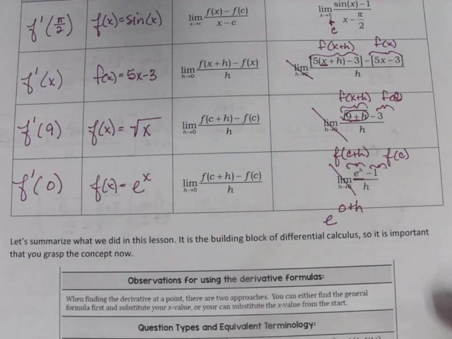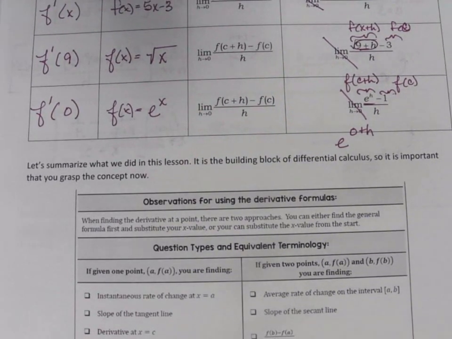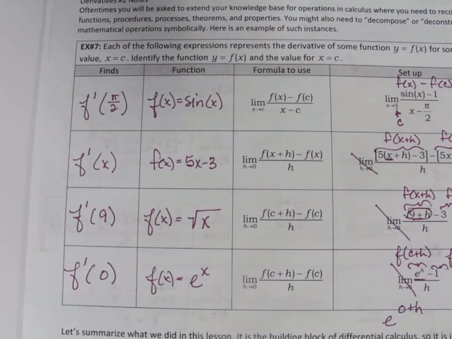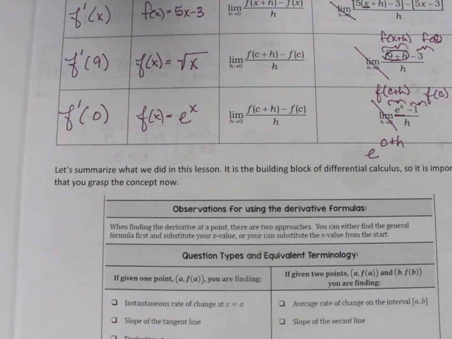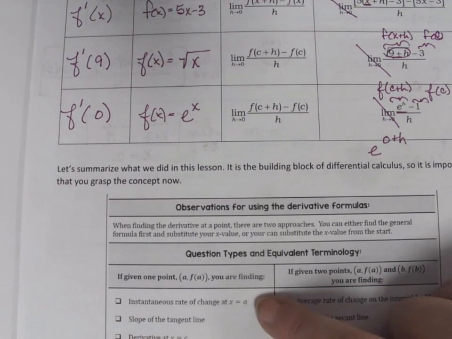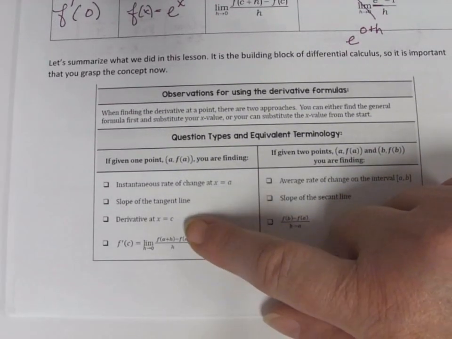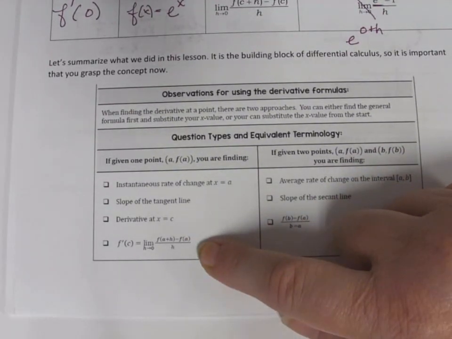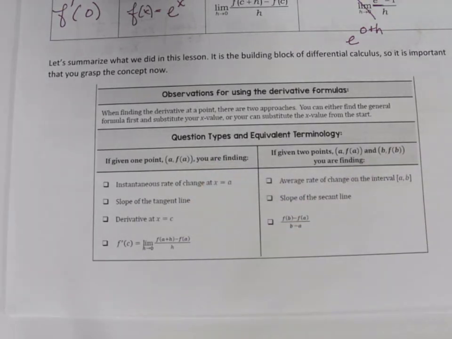Okay. All right, now, again, we don't do a whole lot with definition of the derivative. You're mainly having to work your way backwards through it, okay? But question types and what you could get, if you're given one point, you can find an instantaneous rate of change. You can find the slope of the secant line. You can find the derivative. You can use the definition of the derivative. All of those are synonymous with the same thing.